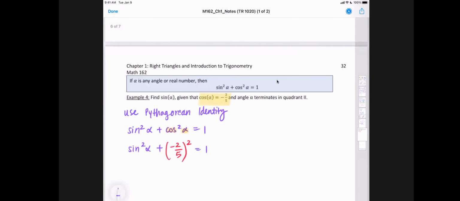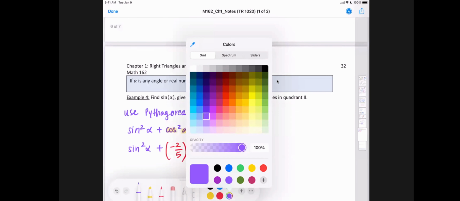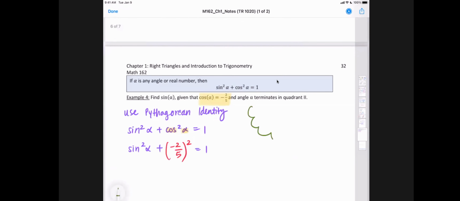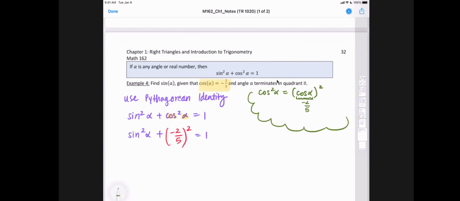is equal to 1. Right, so just like before with the new notation I just introduced, cosine square alpha is the same as taking cosine alpha and then squaring it. So I'm just placing in the given -2/5 for the whole thing, and then it gets squared. So that was the replacement for that cosine alpha, and then we had to square it.